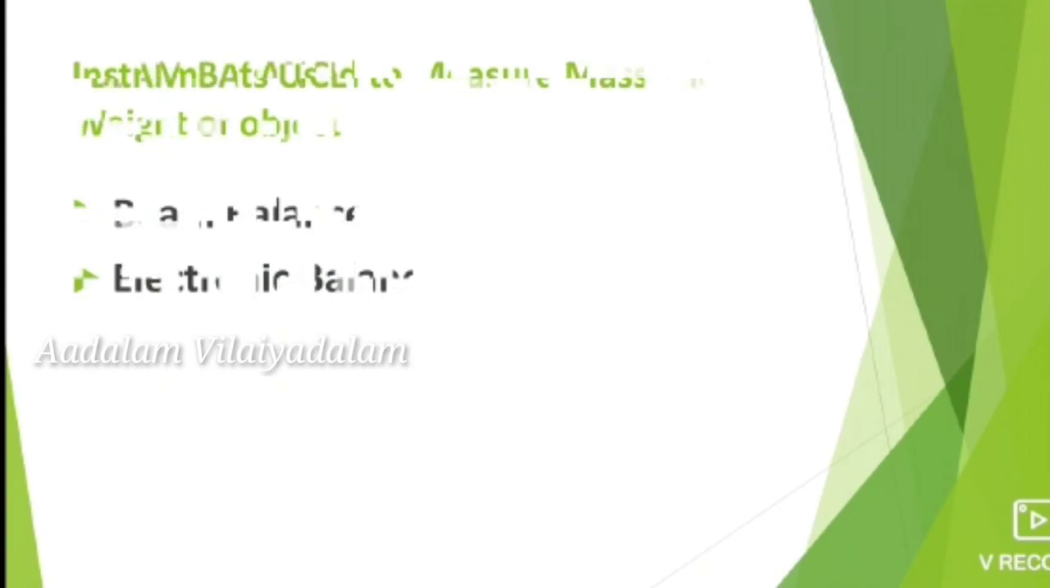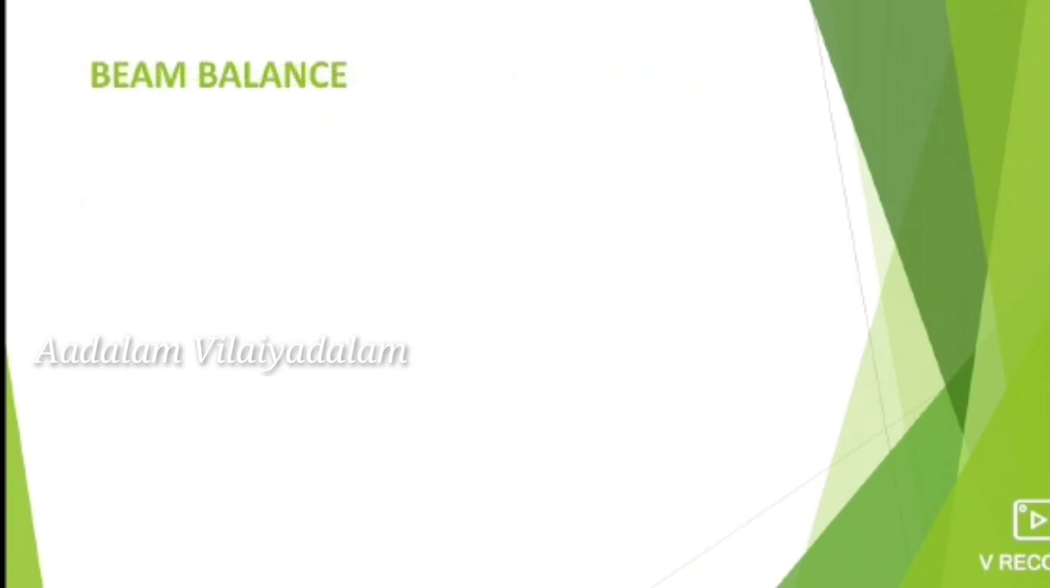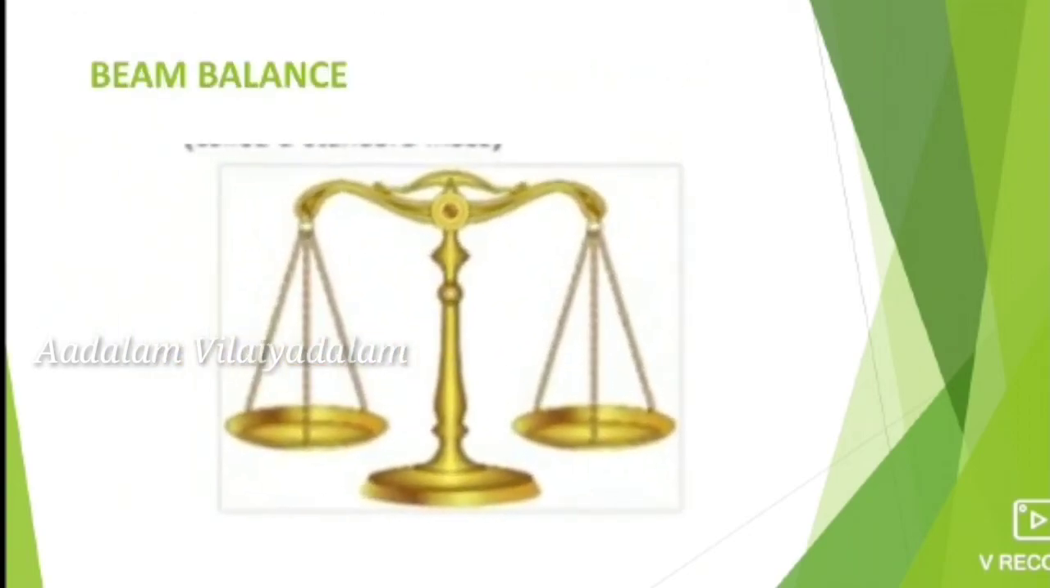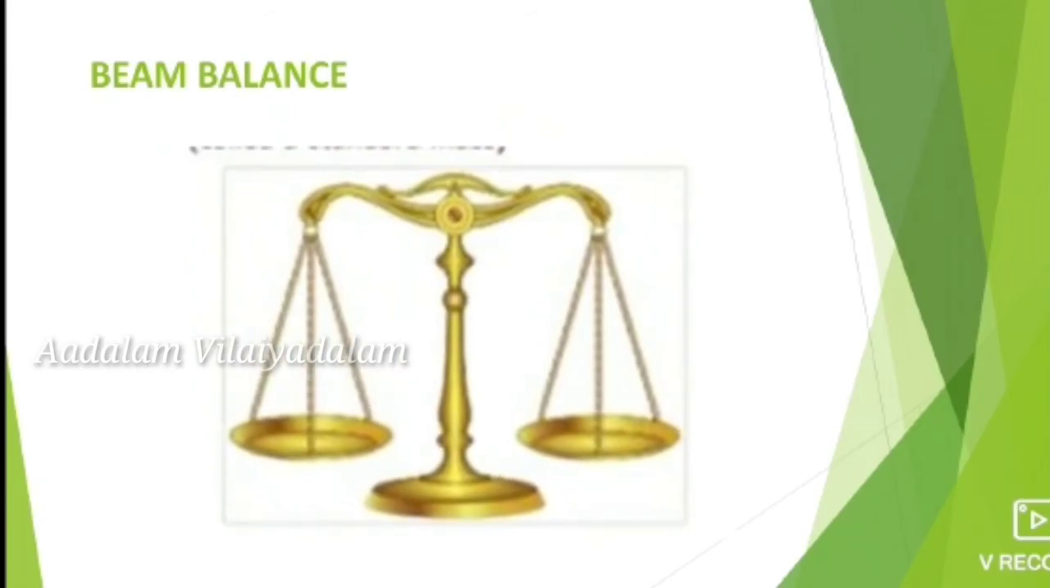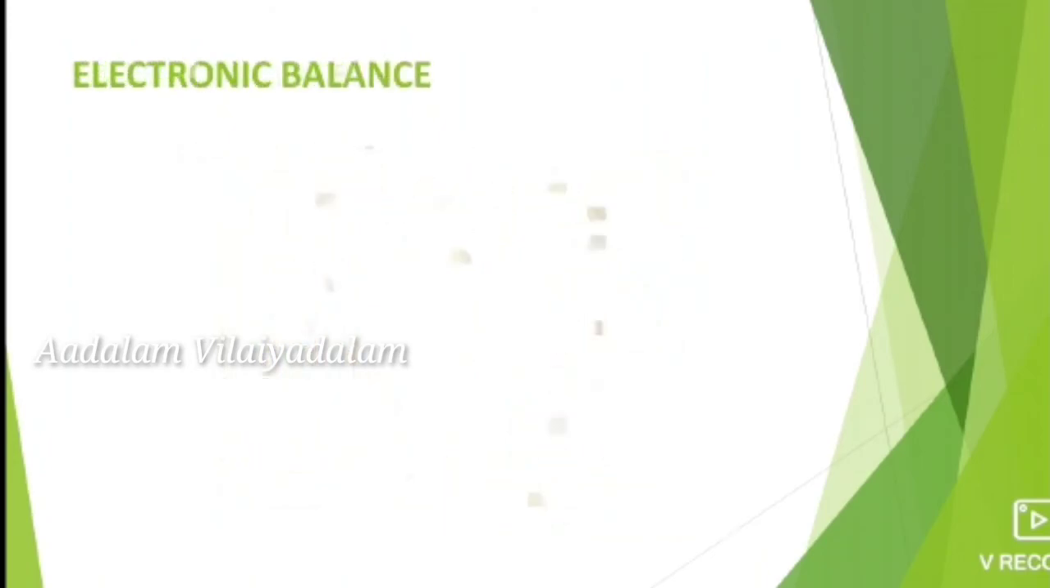First we will learn about beam balance. We use a beam balance to measure the mass, and a beam balance works by comparing the mass of an object to a known mass, that is standard mass. Using the standard mass we measure the mass of an object. And next one is electronic balance.